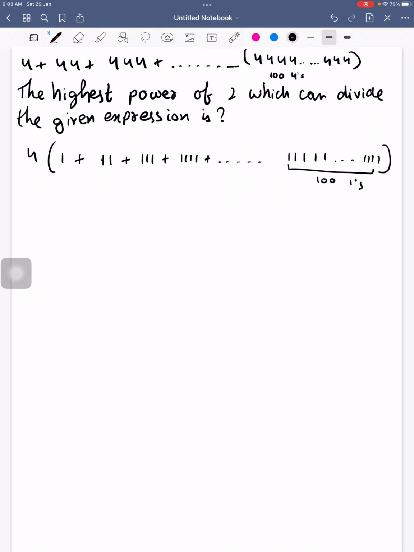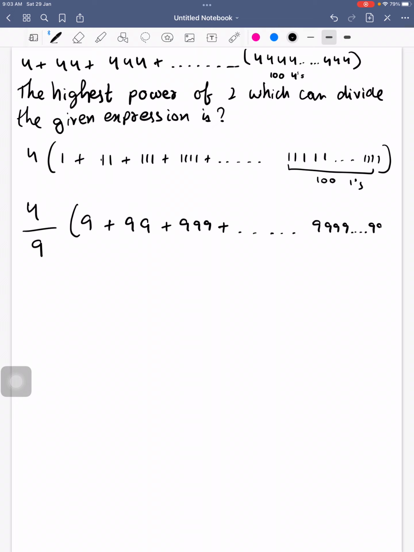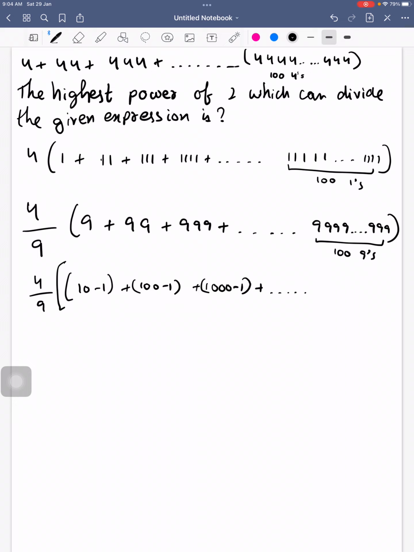Okay, right now what we can do is divide by 9 and multiply by 9, and we will get this expression. This will be 100 nines, right? So this expression can be written as this, which will be minus 1, right?